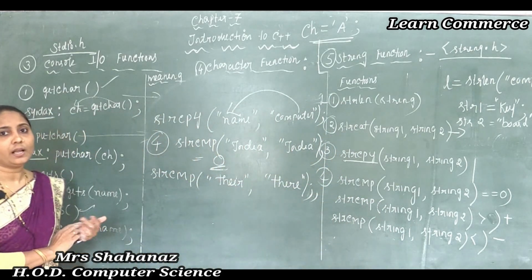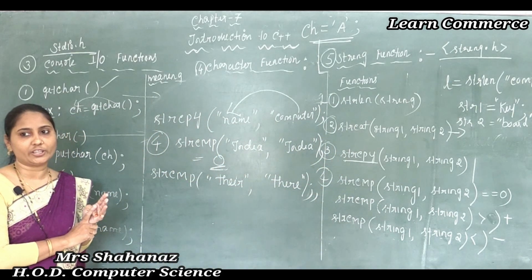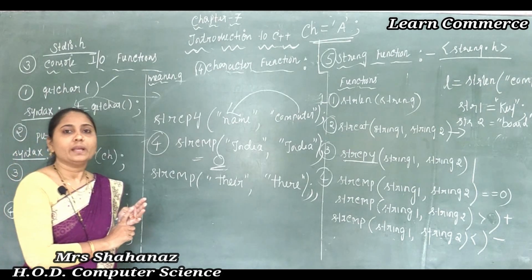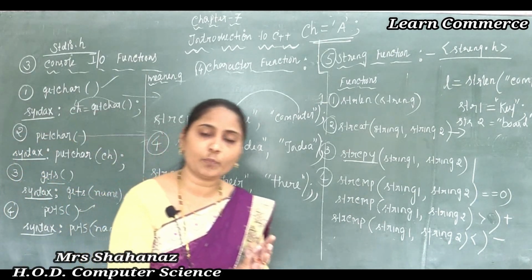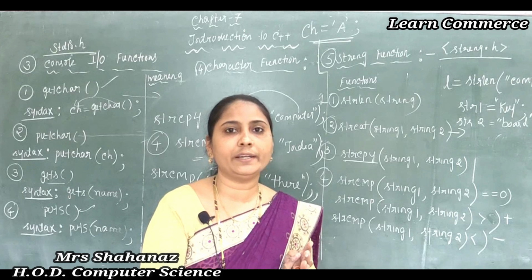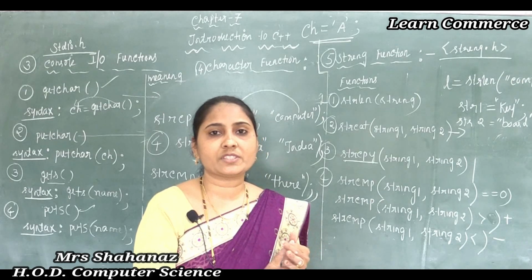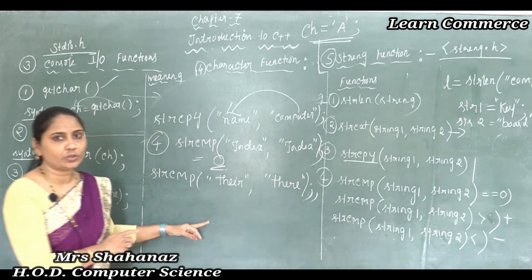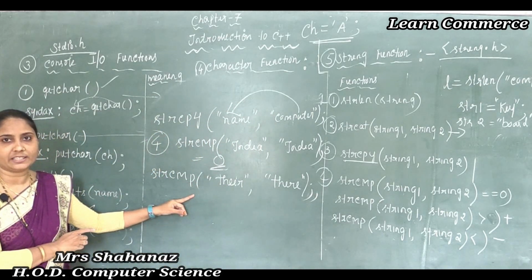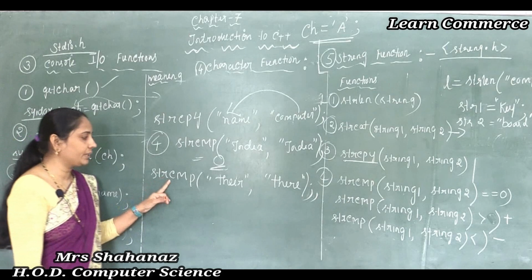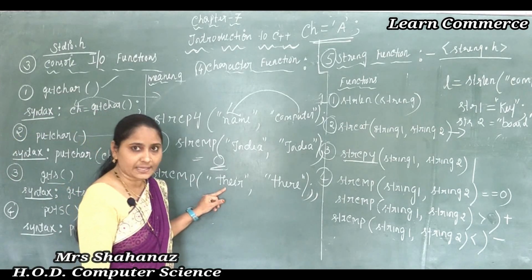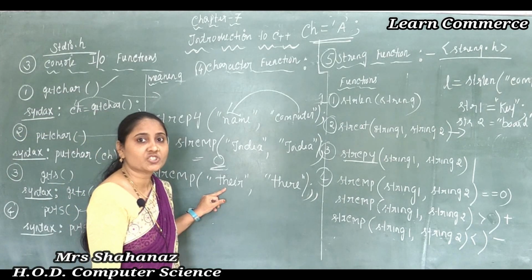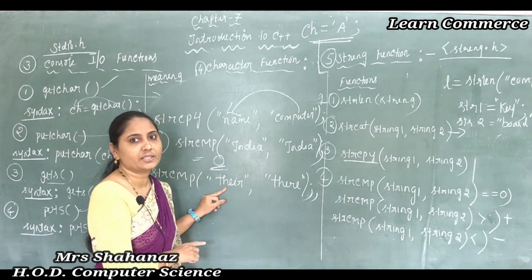Do you understand? If string 1 is equal to string 2, then it returns 0, because both string values are the same. If string 1 is greater than string 2, it returns a positive value. Just now we got the answer as the positive value 32. But if string 1 is less when compared to string 2, then it returns the negative value.